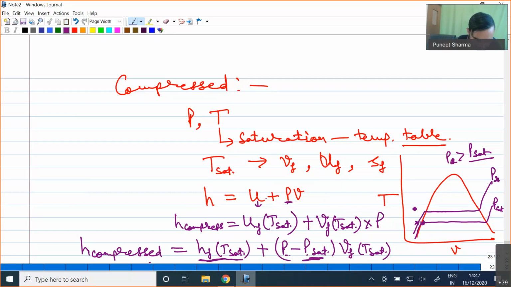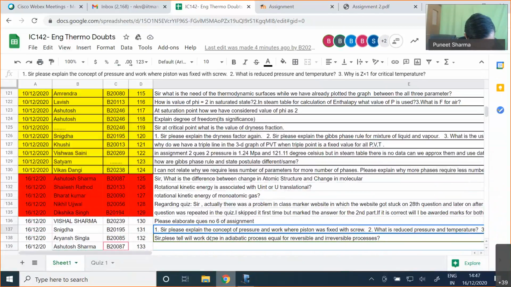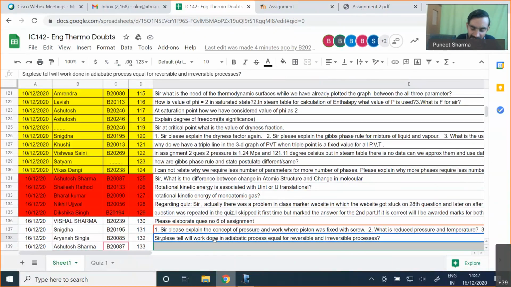Okay, so now let me move to the next question. The next question is: will work done in an adiabatic process be equal for reversible and irreversible process? So Aryans, it is better if I take this particular question in my subsequent lectures, after we complete our discussion on the topic of reversible and irreversible process. It is not a good idea to take this topic at the moment. Is it okay? Yes, sir.